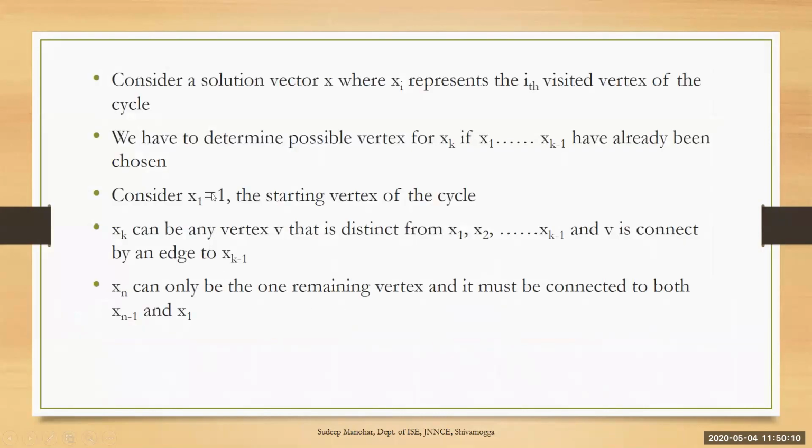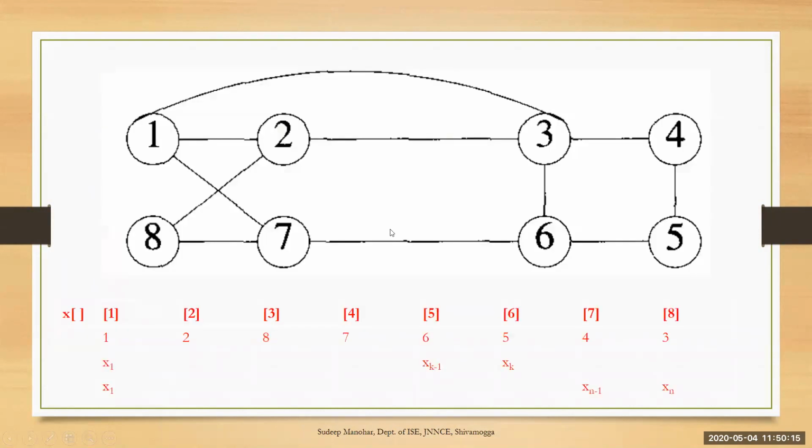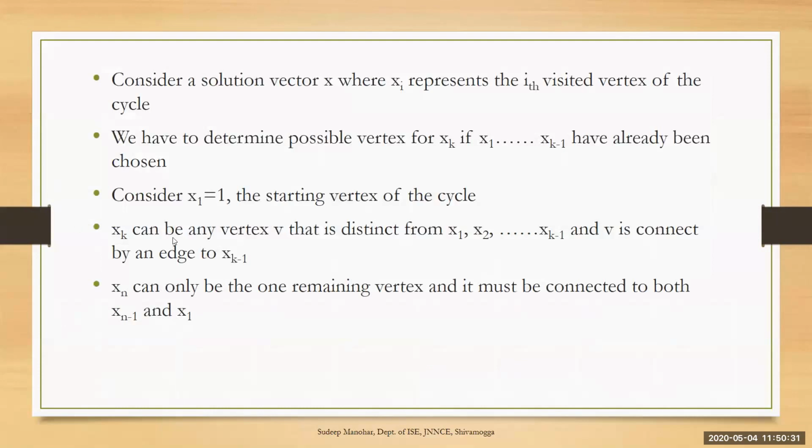So to find xk, what are you supposed to do? Consider x1 is equal to 1, the starting vertex of the cycle. So x of 1 is 1. It is always the starting vertex. Since we follow some convention, we assume that we start from the lowest numbered vertex. So it is starting from 1. xk can be any vertex v. So now I have to choose xk. What can xk be? It can be any vertex v that is distinct from x1 to xk minus 1.